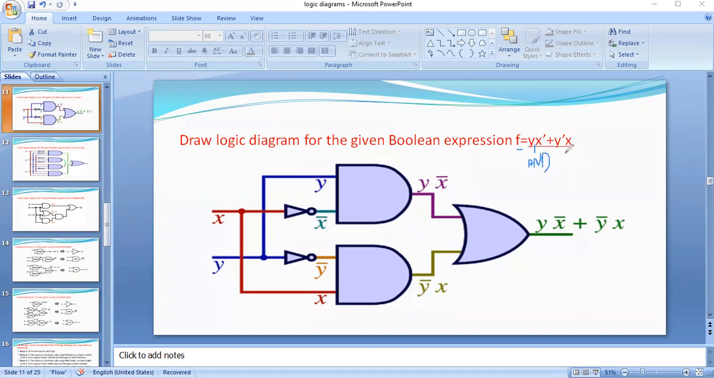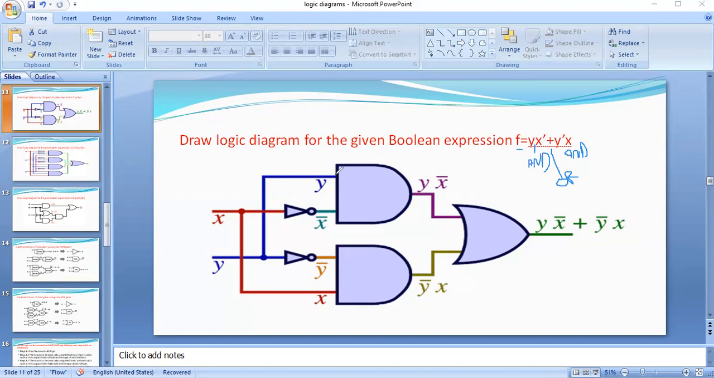And next, y bar dot x. Here also we have to use an AND gate. And in between these product terms, what do we have? The OR operation. Plus indicates OR operation. So to design this expression using basic gates, we require 2 AND gates and 1 OR gate. Along with these gates, we also need NOT gates, because here we have complements.